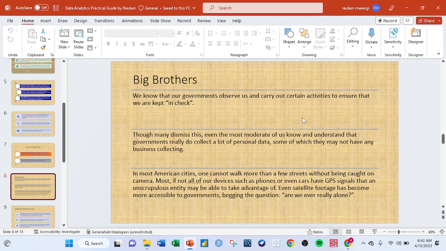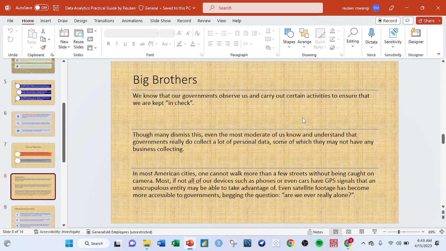So even satellite footage has become more accessible to government, begging the question: are we ever really alone? So this is the main question: are we ever really alone? For example, when you walk in a major city, for example in Nairobi, are you really alone? Because you might be walking thinking you're alone, but there are people who are monitoring your movements and everything that you are doing. But this mostly is in the developed countries, remembering that in Africa we are still behind in this case.